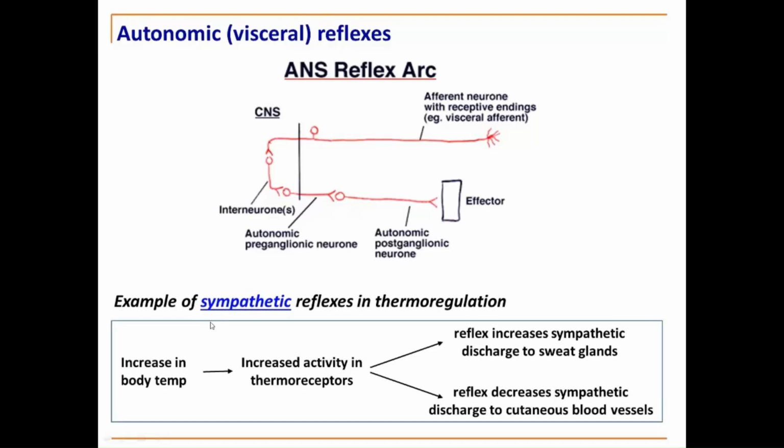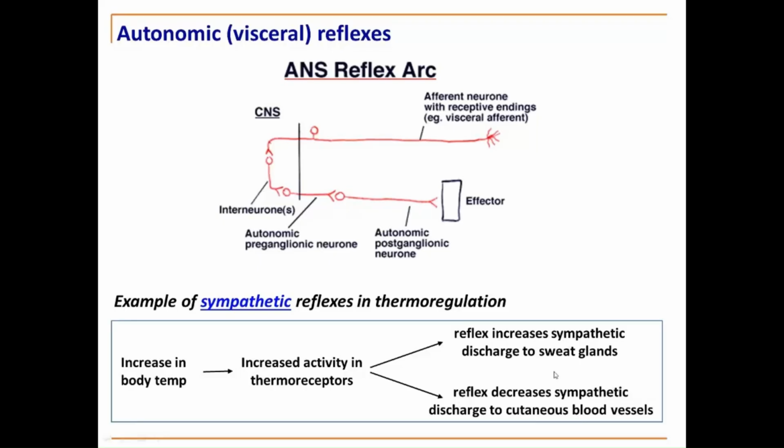A great example is this sympathetic reflex in thermoregulation. Remember, you have autonomic reflexes, which can be sympathetic or parasympathetic, of course. You may get an increase in your body temperature, so you're hot. You get increased activity within your thermoreceptors, okay? Therefore, this reflex increases the sympathetic discharge to sweat glands. In other words, you've got an increased body temperature, so it stimulates increased sweating.